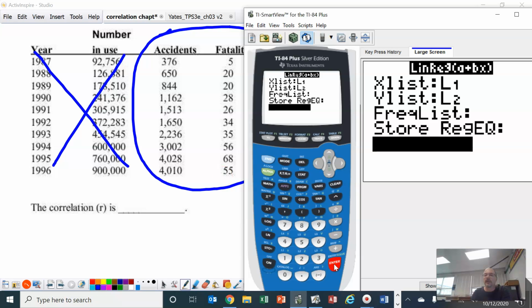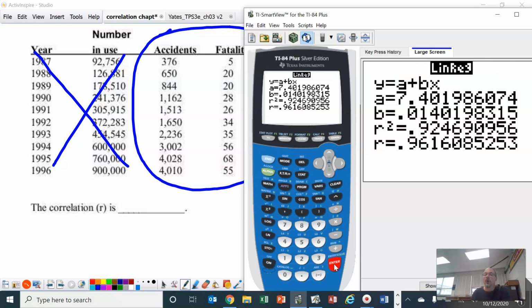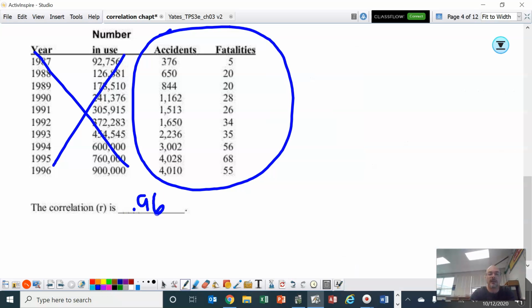and let's see, how strong is this relationship? Obviously it should be pretty strong, shouldn't it? Accidents and fatalities. Okay, so ooh, very, very strong. Now this one's a positive. I can tell the dots are rising, so that correlation is 0.96.